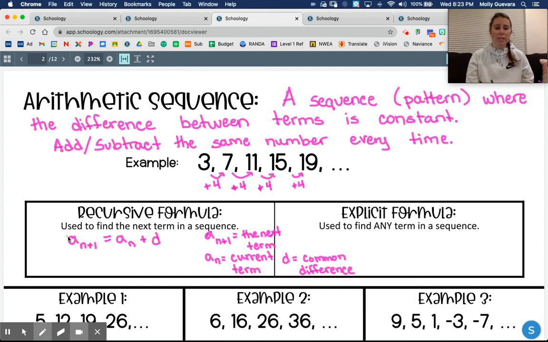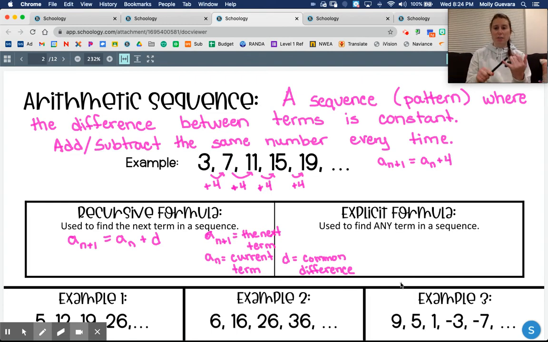Now, all this tells you, so I'm going to write the recursive equation here as an example. I would say a sub n plus 1, the next term in the sequence, equals the current term, and in this case, plus 4. That's literally all it tells me, is that I have no idea what those numbers are, right?